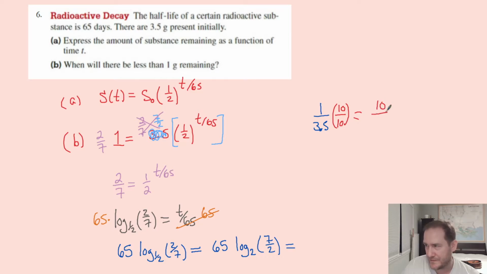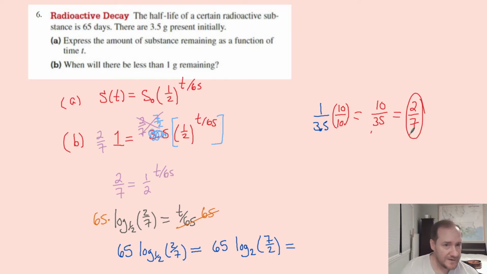You now have 10 over 35. Those are both divisible by 5. And then lo and behold, there's your 2/7, right? It's actually pretty easy to turn a fraction that contains a decimal into a fraction that doesn't. And then you've got a much better looking answer.